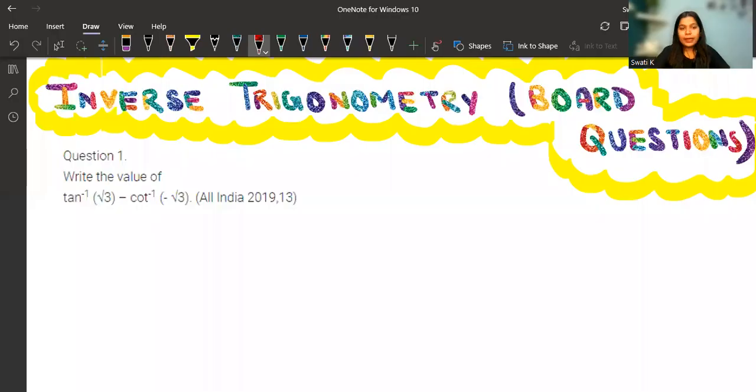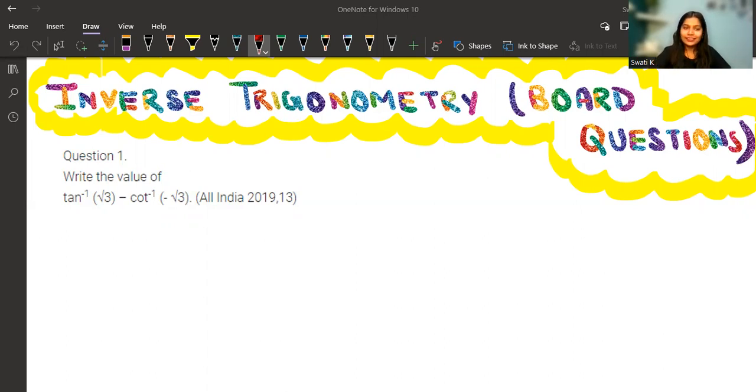And yes, so this is the first question. Write the value of tan inverse root 3 minus cot inverse minus root 3. As you can see, this has come in 2019 and 2013. So let's start this. Here, most of the questions are basically formula based, so I'm going to use a lot of formulas.